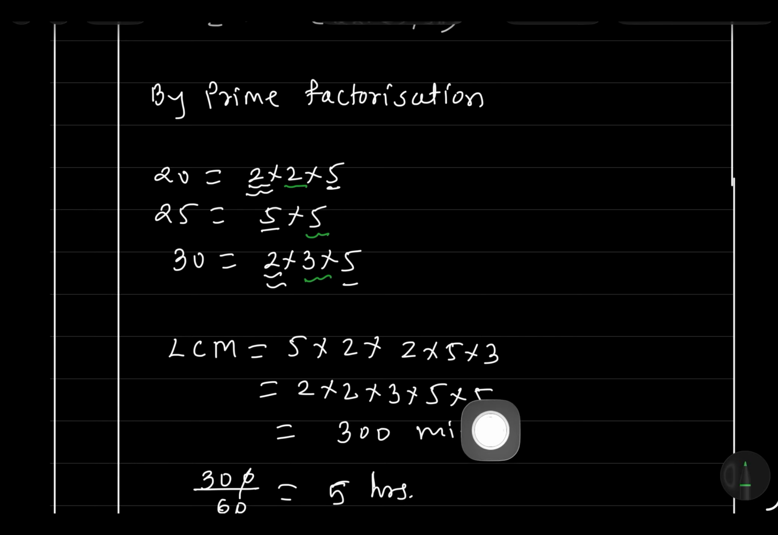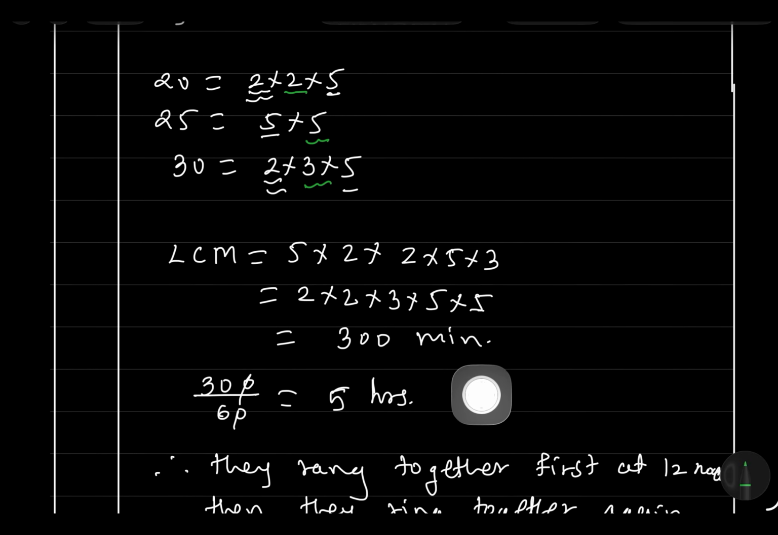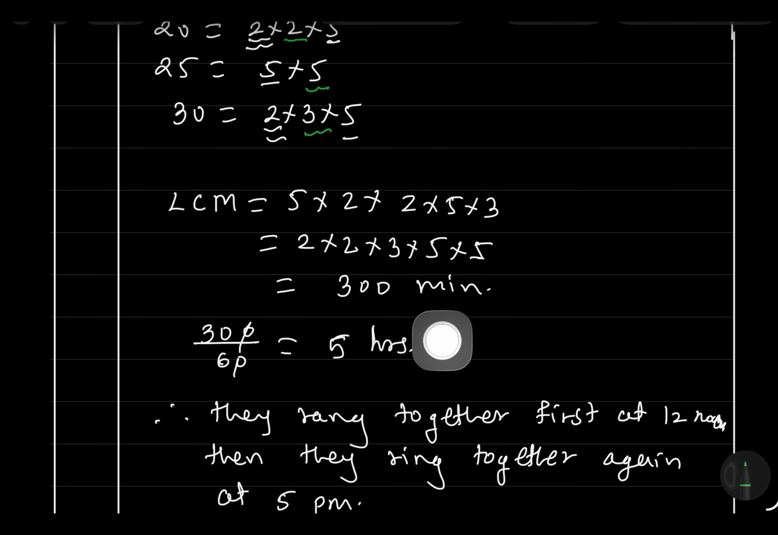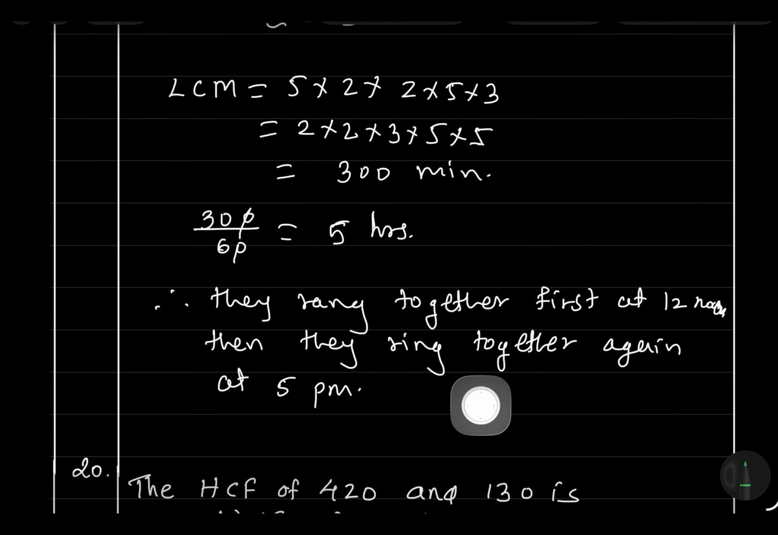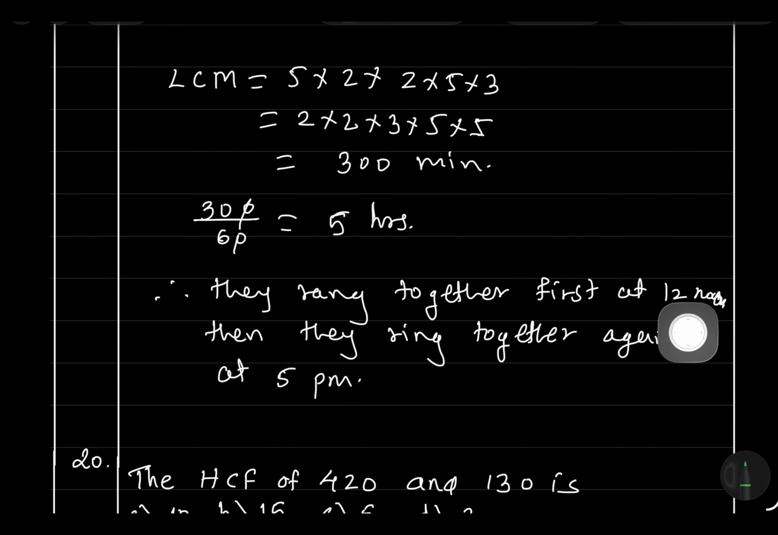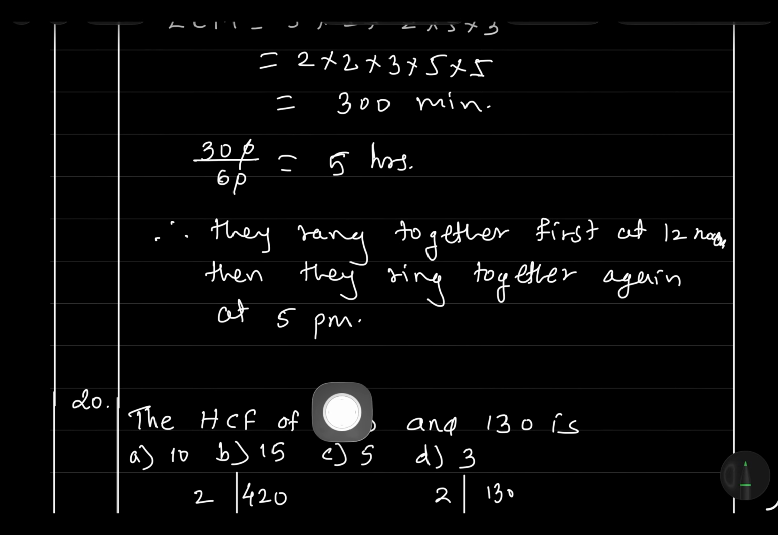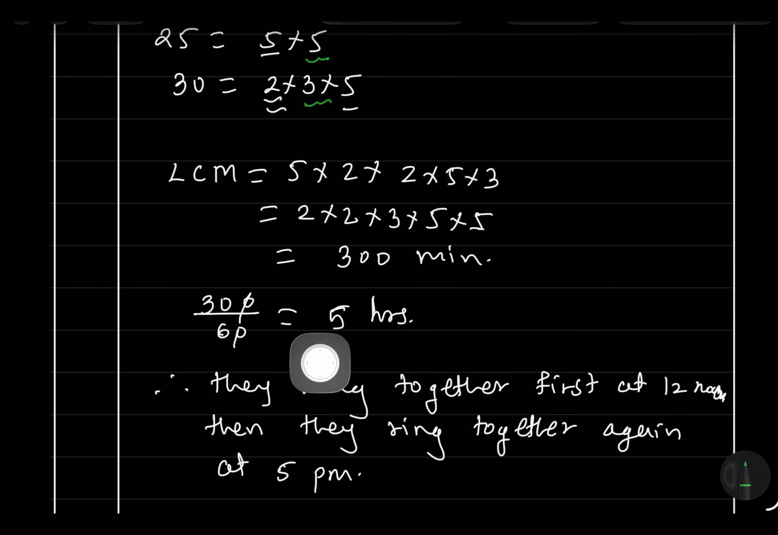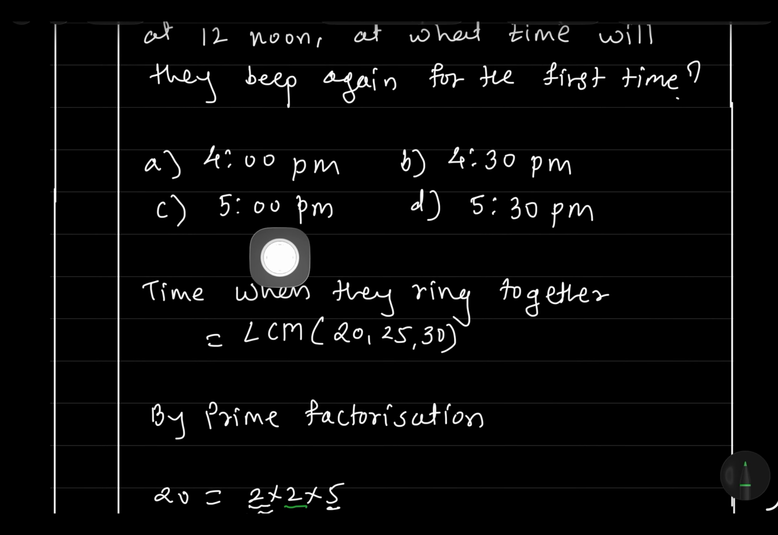So the total multiplication is coming 300, that is in minutes, because the intervals were 20, 25 and 30 minutes. LCM is coming 300 minutes. If you divide this by 60, you will get 5 hours. So they rang together first at 12 noon, and then they ring together at 5 p.m. After 12 noon, 5 hours becomes 5 p.m. only. So 5 p.m. is the answer. So what is the answer here? See, 5 p.m., so C is the answer.